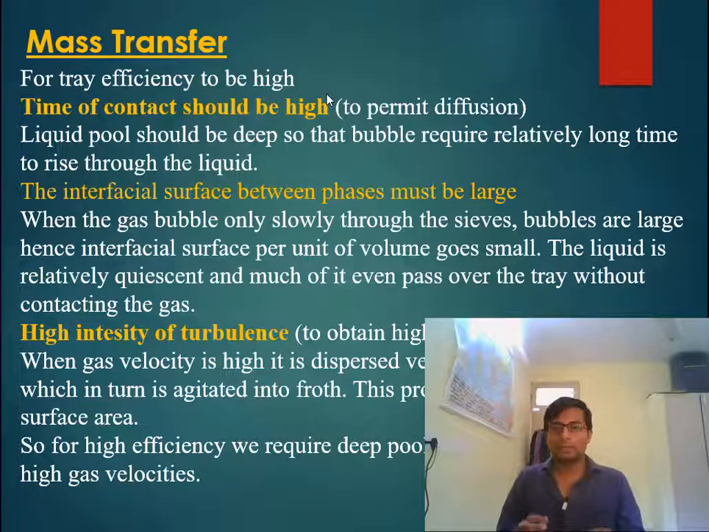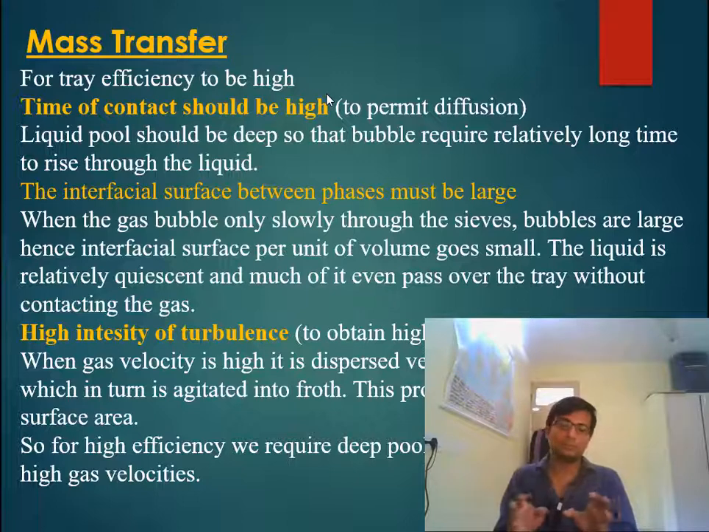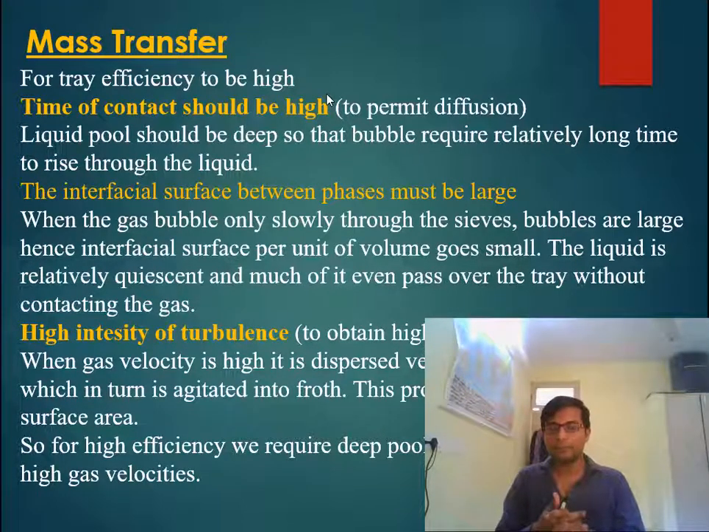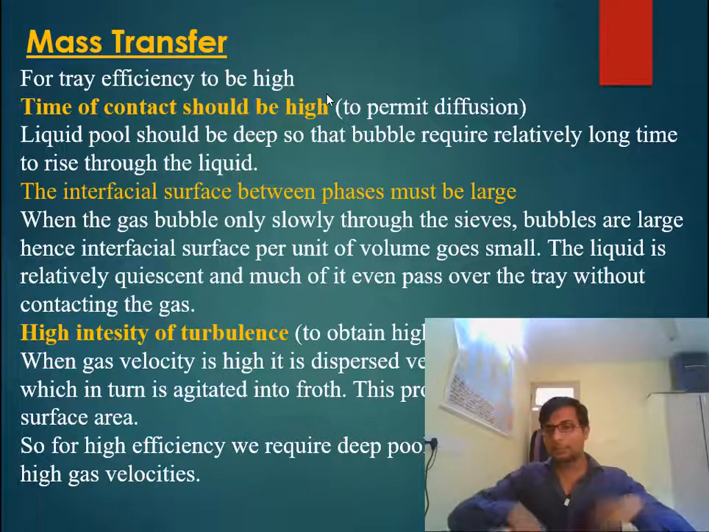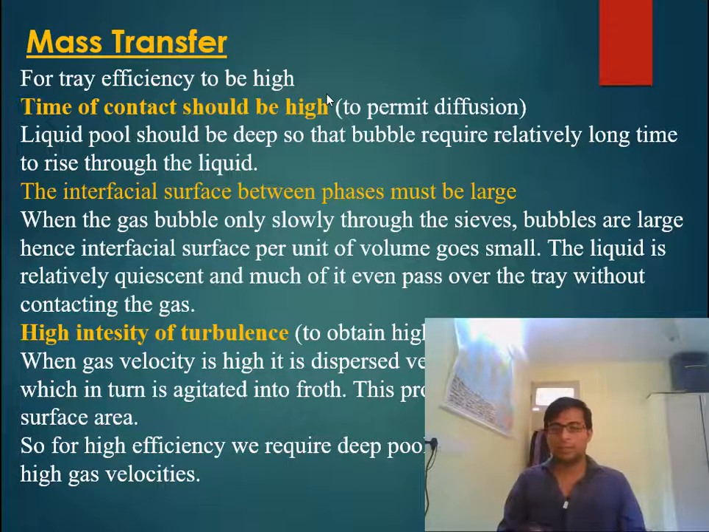Now, generally when the vapor flow rate through this liquid pool remains low, then what happens? The vapor passes through the liquid as gas bubbles, and the size of bubbles will be large when the vapor flow rate is less. So when bubble size is large, the interfacial surface area per unit volume goes small. And because of that reason, when we increase our vapor flow rate, what happens?